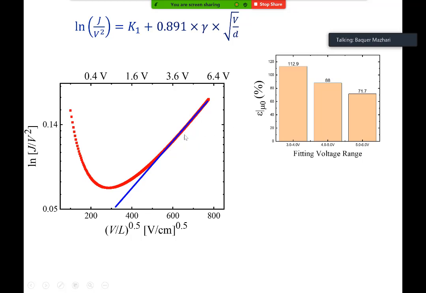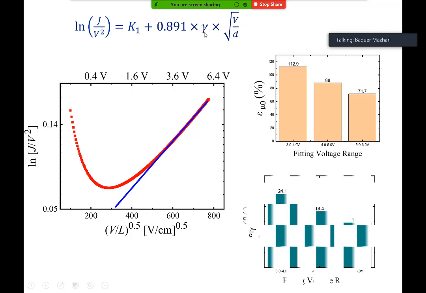And so first, as we can see here, this is not a very good straight line. Therefore, it depends on where you draw the tangent and try to estimate the slopes. If we take a range from 3 to 4 volt, we get an error which is more than 100%. If we go to 4 to 5 volt, we get an error of 88%. And even at 5 to 6 volt, we get an error of about 70%. Right? So this is the error in mu0.